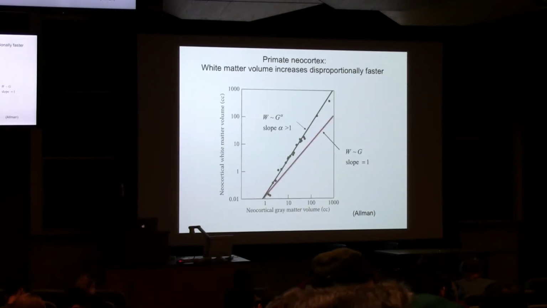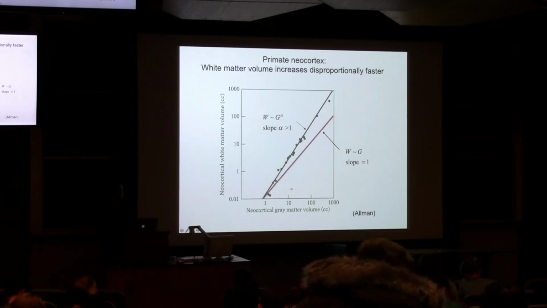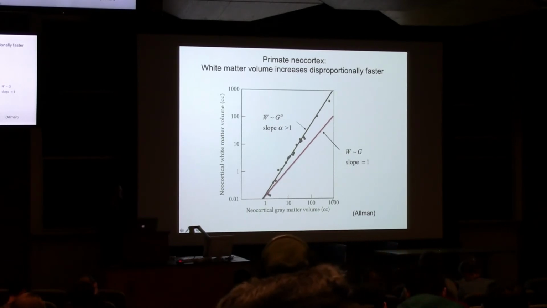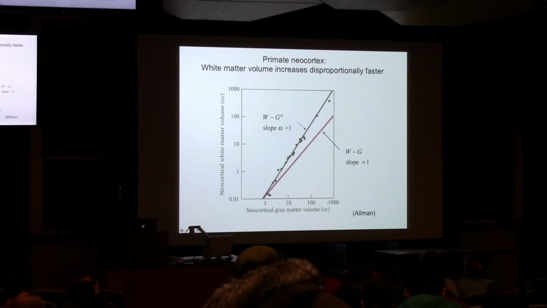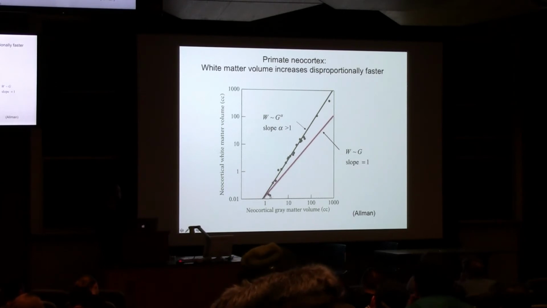So you look at this, it's also a very nice relationship. This axis is gray matter volume, on a logarithm scale. This axis is the volume of white matter, which is all the axons, also on a log scale. You get a straight line, which basically means this is a power law. White matter is proportional to gray matter raised to a power actually greater than 1.